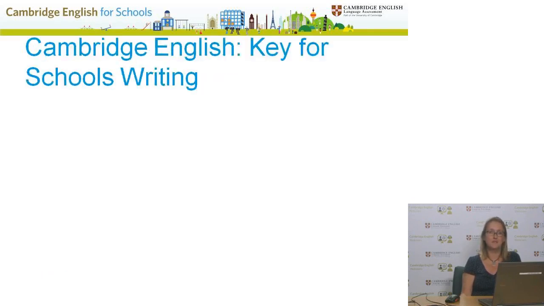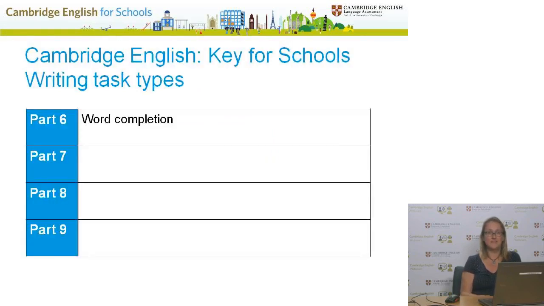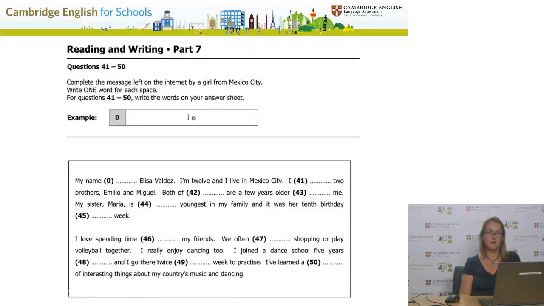Now let's move on to look at the Cambridge English Key for Schools writing. In this section there are 4 tasks altogether, testing simple writing skills. In part 6, candidates have to spell certain topic words correctly. And in part 7, they have to write one word in each of 10 spaces in a text. Here's an example of a part 7 task. So I'll give you a few seconds to look at this message and tell me what is the missing word for question number 41.